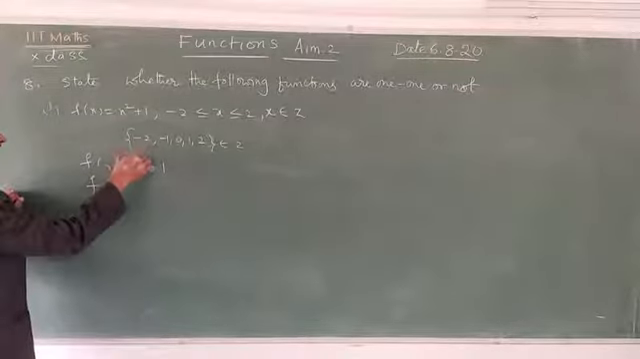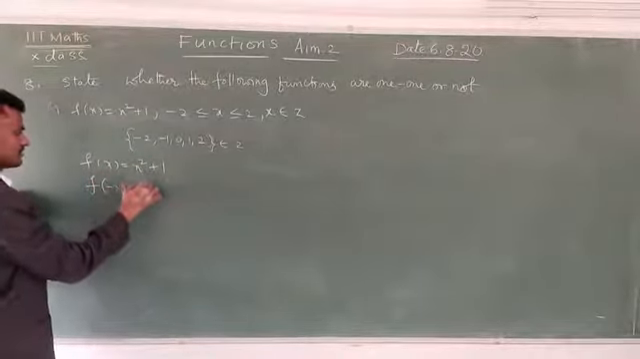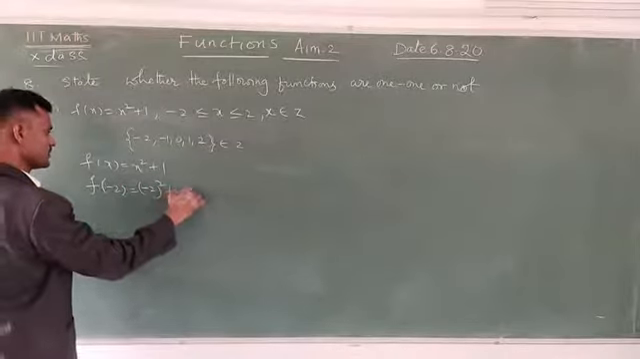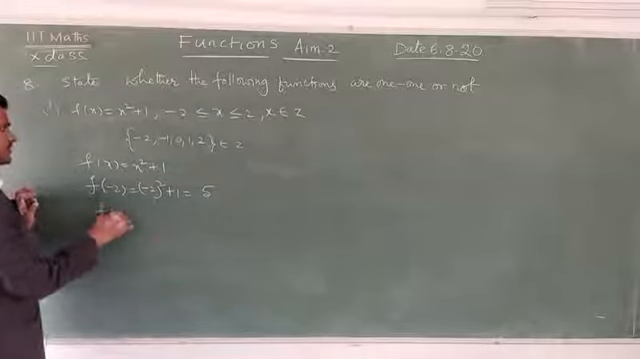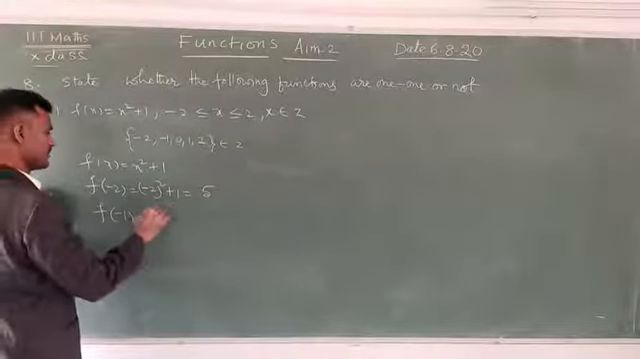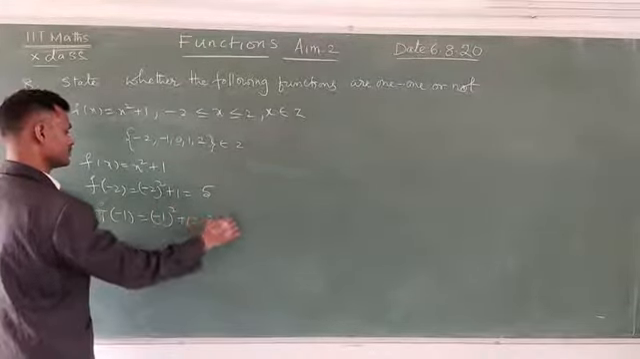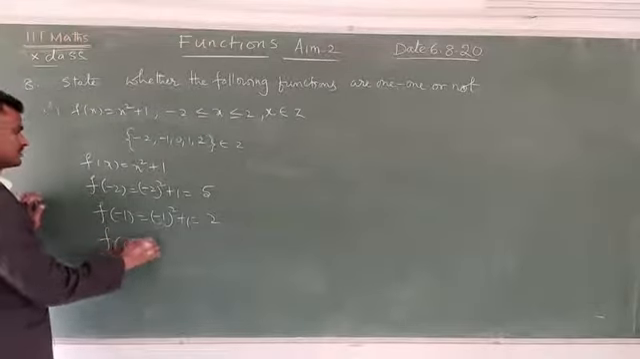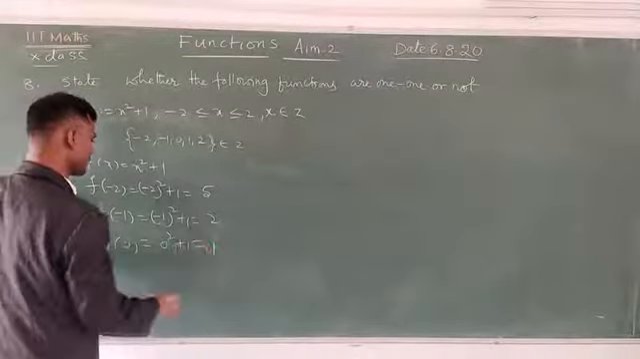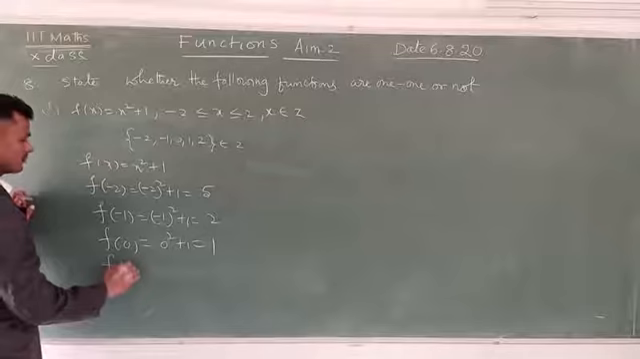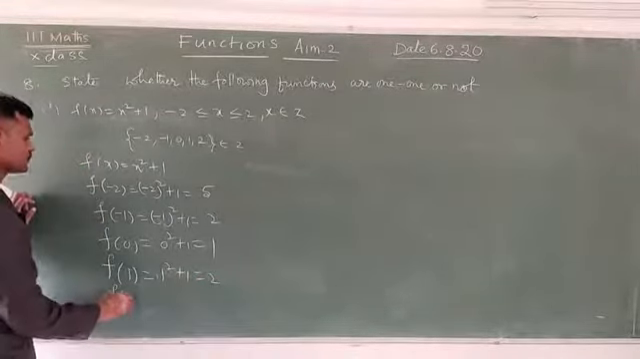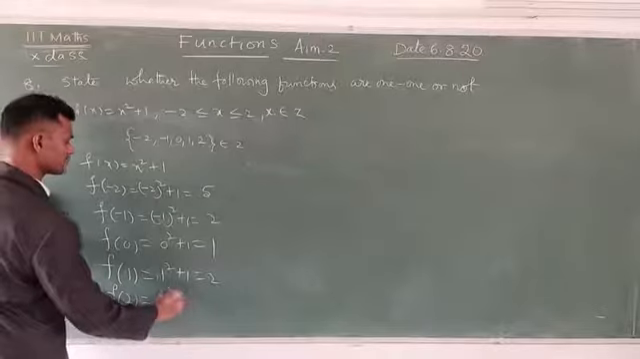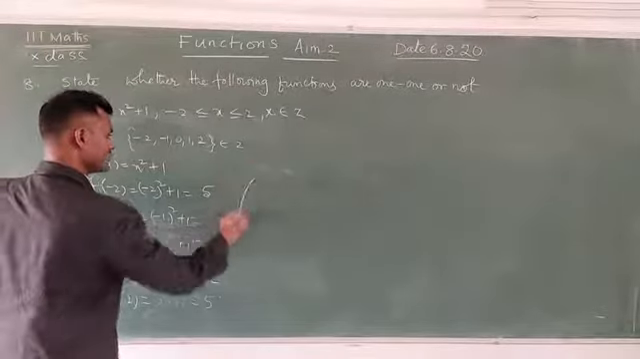Now f of minus 2, you can substitute here, minus 2 square plus 1, minus 2 square is 4, plus 1 is 5. Next f of minus 1 is square plus 1, equal to 2. Next f of 0 is square plus 1, equal to 1. Next f of 1 is square plus 1, equal to 2. Next f of 2 is equal to 2 square plus 1, equal to 5.